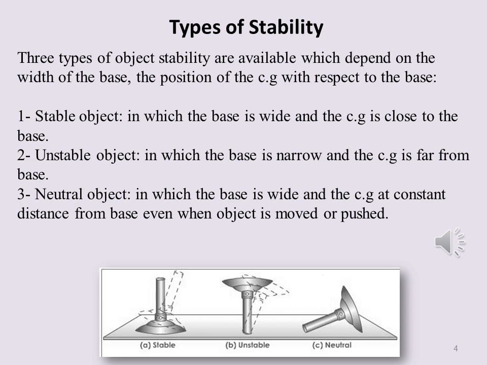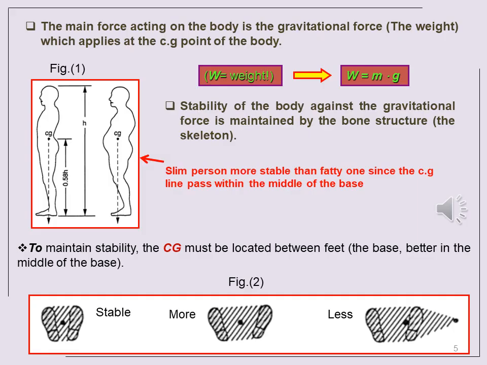The main force acting on the human body is the gravitational force, the weight, which is concentrated at the cg point. The weight is equal to the mass multiplied by the acceleration of gravity, as in the equation. Stability of the body against the gravitational force is maintained by the bone structure, the skeleton. It gives the hard structure to the body.